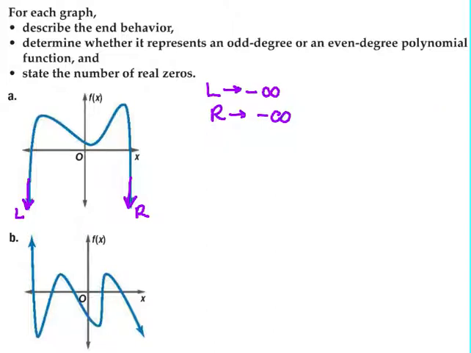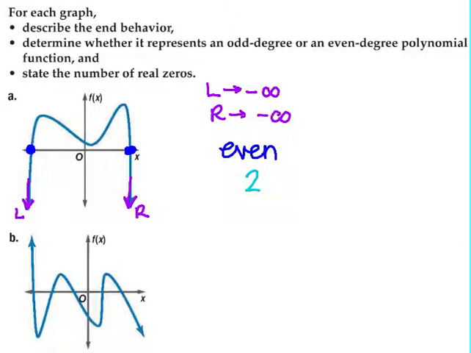Determine whether it represents an odd degree or an even degree polynomial. So this is what you're looking at now. 1, 2. What's it got to be? Even. Okay. Step 3, state the number of real zeros. How many dots did I put? There you go. Those are your 3 answers you need.